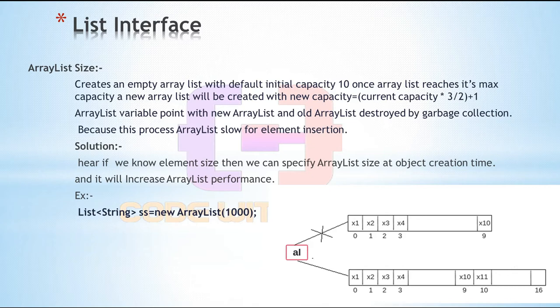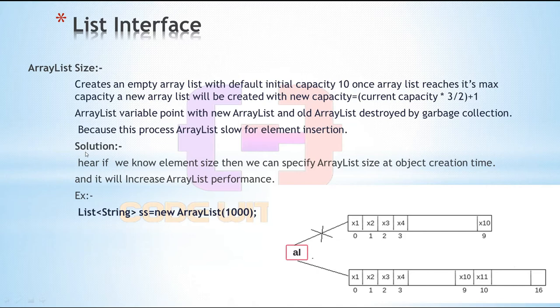Okay, once it reaches its max capacity, a new array list will be created with a new capacity. And what is the new capacity? Whatever the current capacity is, into 3 divided by 2 plus 1. It's the formula for the new capacity. The ArrayList variable points to the new ArrayList and the old ArrayList is destroyed by garbage collection, because of this process ArrayList is slow.